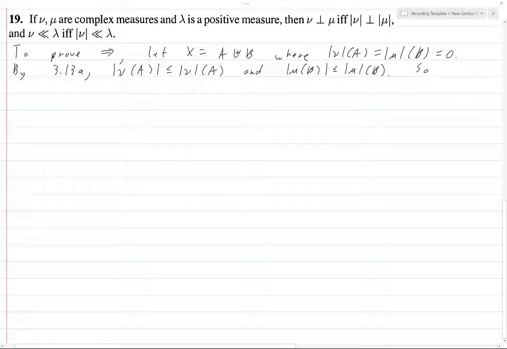So let's see here, what do we know then? Well, we know that nu of A and mu of B are 0, and the absolute value of nu of A has to be a positive number. So this implies |nu|(A) equals |mu|(B) equals 0, and thus nu is mutually singular with respect to mu.